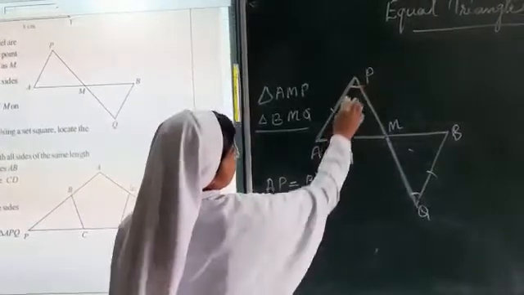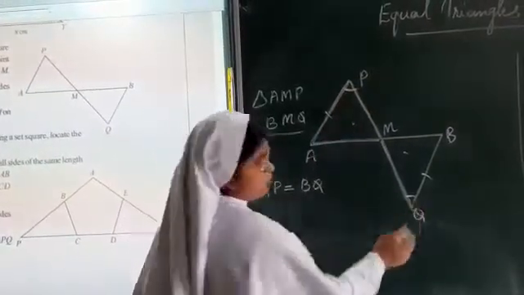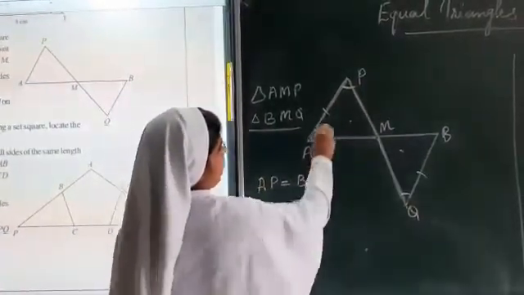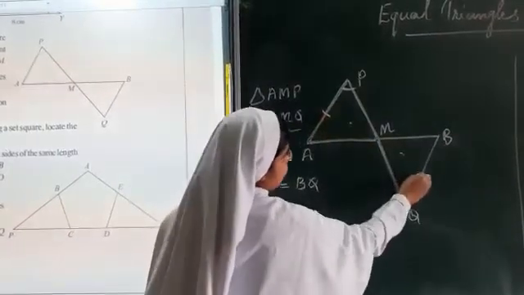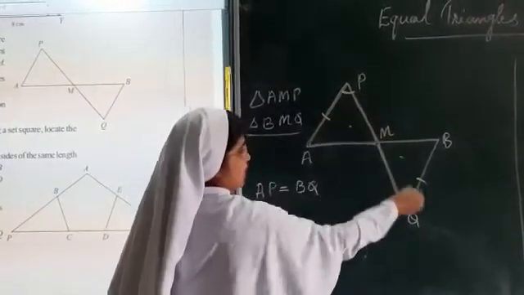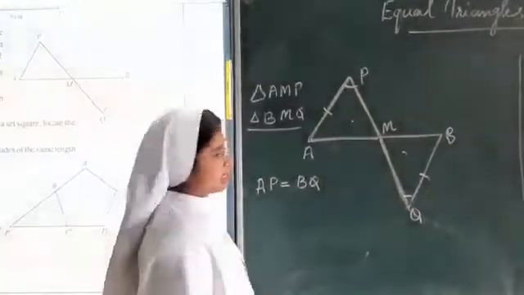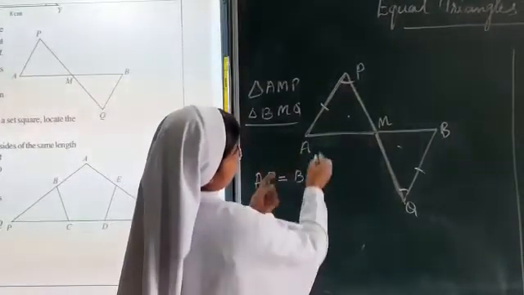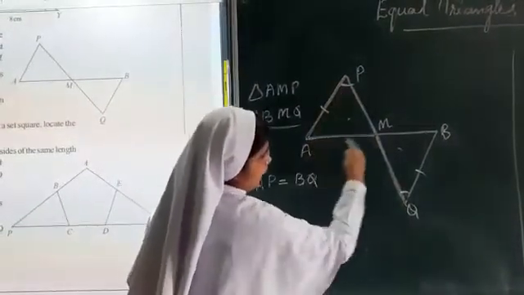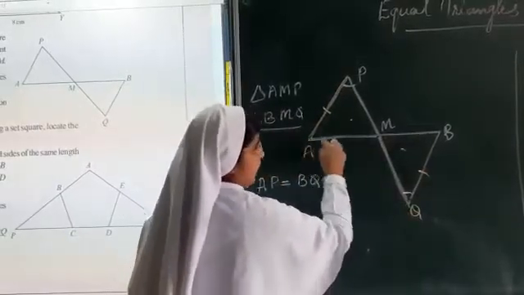So therefore we can write, just look here, angle P and angle Q are equal. Now we have two sides equal and one angle equal. Yes or no? Yes. Now let us look here again. In the same way, these two parallel lines are cut by another line here.